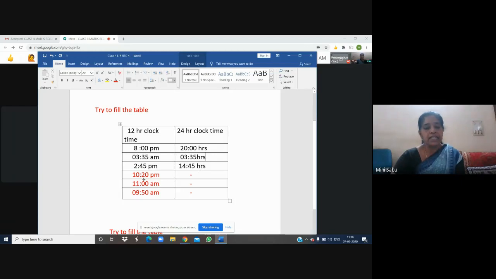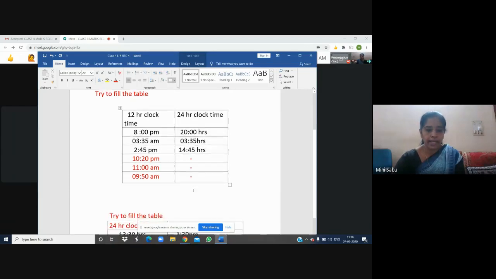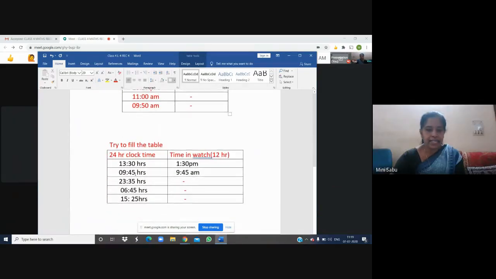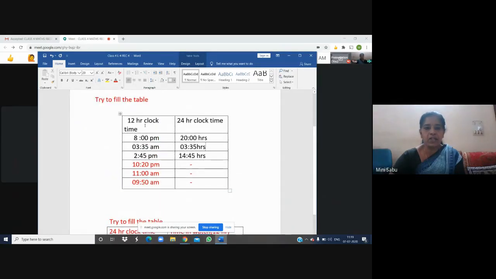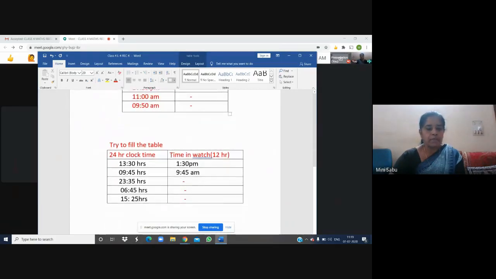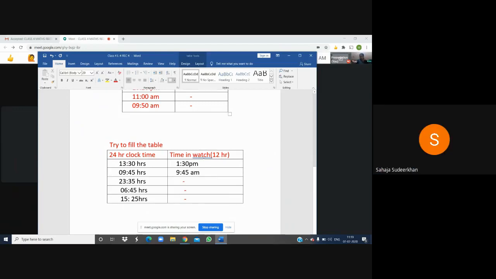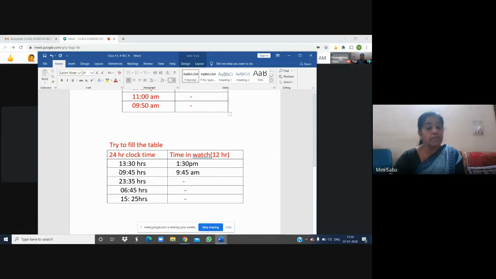Now, children, these 3 questions are for you to try yourself. Okay? Yes, ma'am. Now, I have made just an opposite table also. See, here 12-hour clock time is converted to 24, so we added 12. But if you do the opposite, if 24-hour clock time is given and you are going to convert it into 12-hour clock time, or time in watch or clock, here we have to subtract 12.